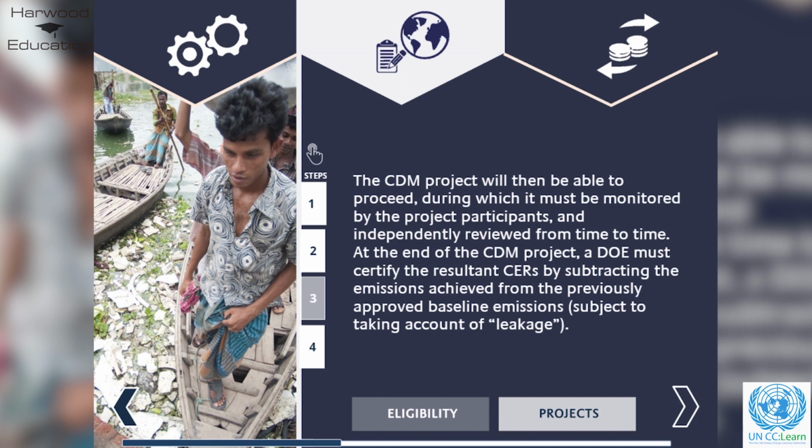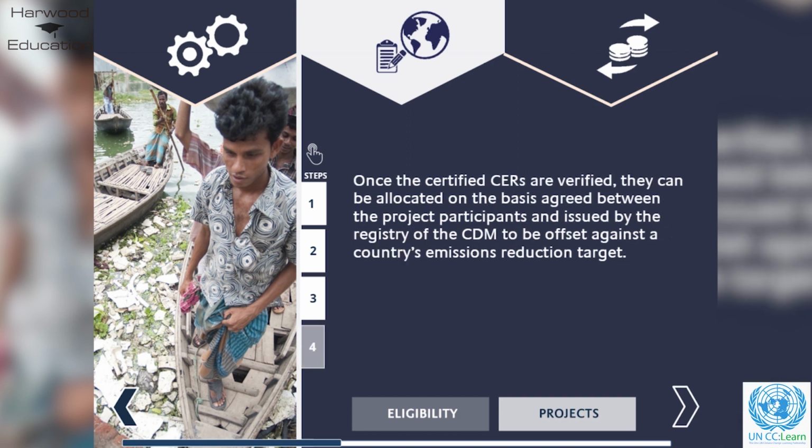The CDM project will then be able to proceed, during which it must be monitored by the project participants and independently reviewed from time to time. At the end of the CDM project, a DOE must certify the resultant CERs by subtracting the emissions achieved from the previously approved baseline emissions, subject to taking account of leakage.